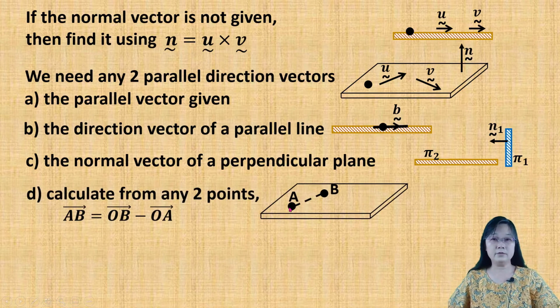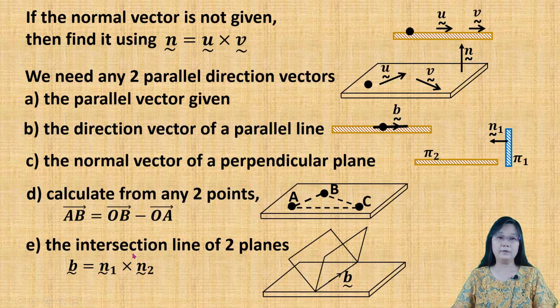Or if we are given 2 points, from these 2 points we can find one direction vector. Direction vector AB can be calculated by using the position vector of B minus the position vector of A. Or if we are given more than 2 points, then we can find more than 2 direction vectors. Other than AB, we can find direction vector AC, and direction vector BC.